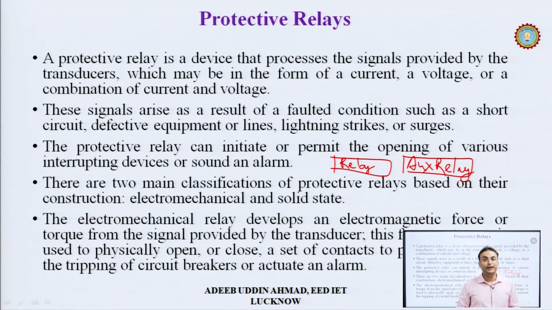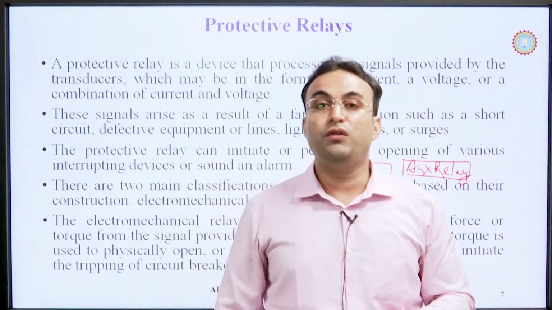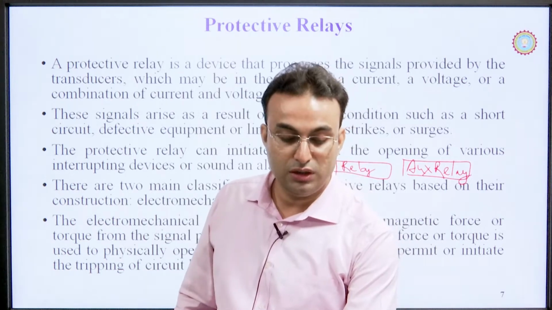The electromechanical relay develops an electromagnetic force or torque from the signal provided by the transducer. This force or torque is used to physically open or close a set of contacts. This set of contacts, spring based contacts or some switches, permits or initiates the tripping circuit of the breaker to actuate the alarm. So, we have a tripping mechanism and levels of tripping. Later on we will discuss the levels of tripping. Different types of switches are there.